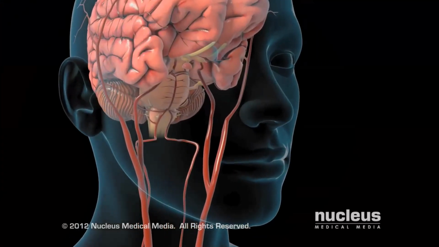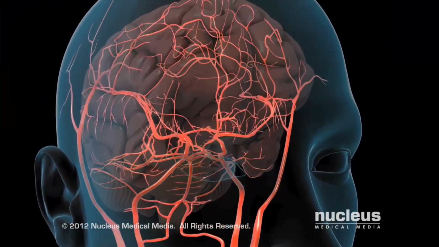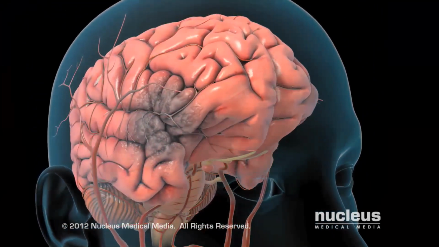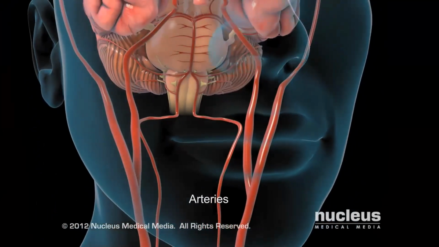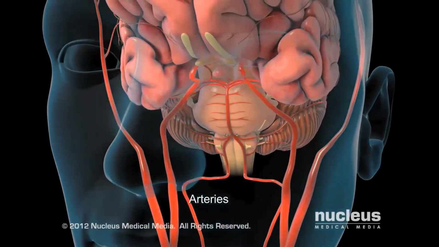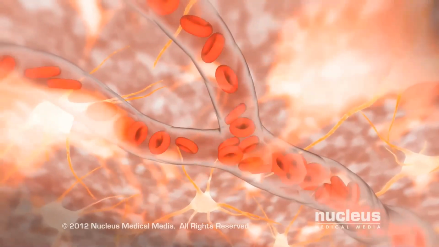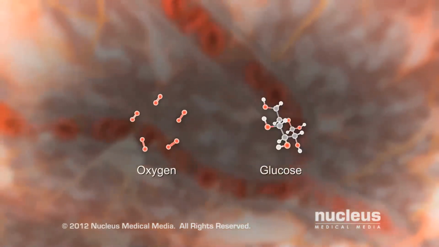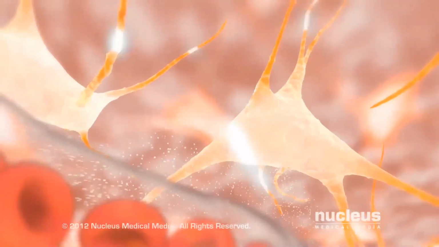A stroke occurs when the blood flow in part of your brain is blocked. After just a few minutes, the starved brain cells begin to die. Normally, the brain receives blood via 2 major pairs of arteries, which branch throughout brain tissue and supply your brain cells with a constant flow of oxygen, glucose, and nutrients necessary for their functions.